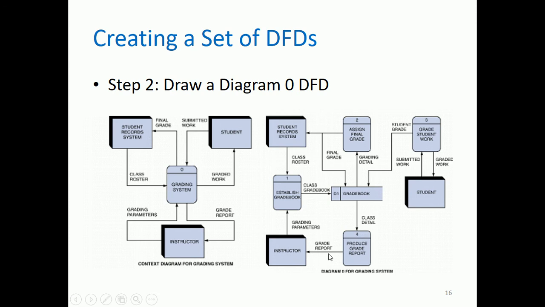And then the instructor will accept the grade report. As you can see from the process, it's included in the grading system. So we have the grade report. And then the student will output information to be submitted to the grade student work. So we have submitted work, going to the grading system. And then of course, the graded work from process number three will be returned to the student, since process three is also included in the grading system. So for me, it's easier to create the context diagram after identifying at least the diagram zero DFD.